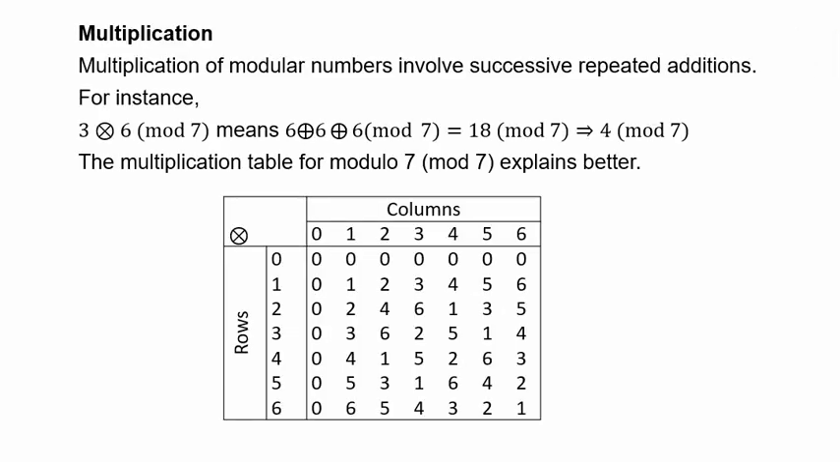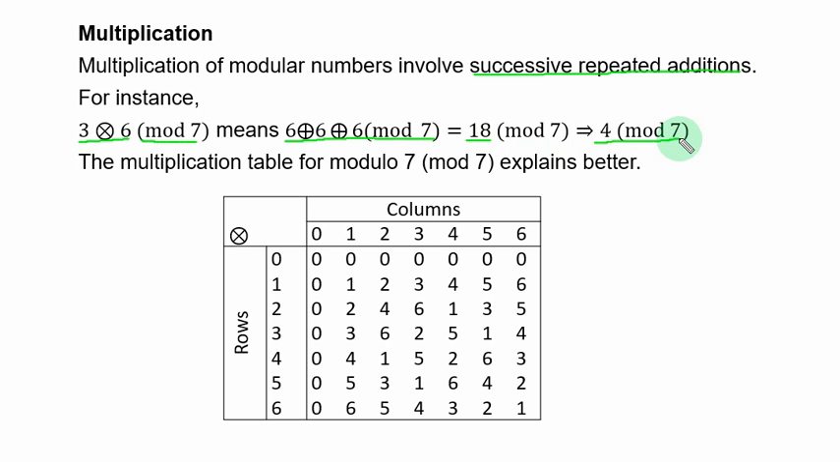So let's take multiplication. Multiplication of modular numbers involves successive repeated additions. That is one way of doing it, or you use the multiplication table of the given modulus. So for instance, we have 3 times 6 modulo 7. This means 6 plus 6 plus 6 modulo 7, and when you add, you have 18. In modulo 7, 18 is not an element. If you divide 18 by 7, you have 2 remainder 4. This is the 4 that you have here. So 18 modulo 7 implies 4 modulo 7.